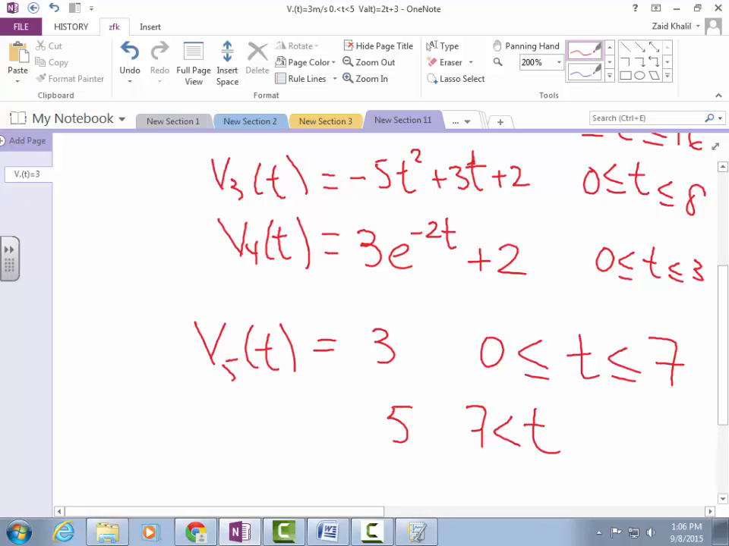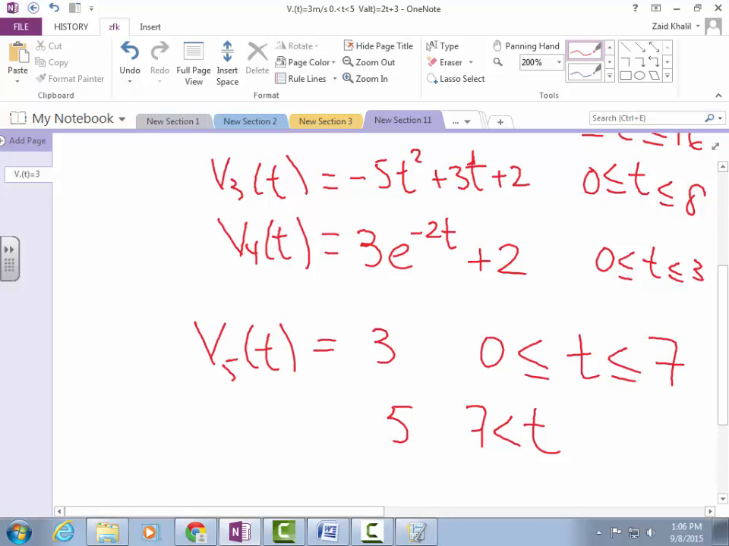So the question is, does this thing have an instantaneous velocity? Yes or no? And the answer is, at what point, Mr. Khalil? Because there is a point where it doesn't. And what is that point where it doesn't? At t equals 7 seconds. At any other point in time, this has an instantaneous velocity.